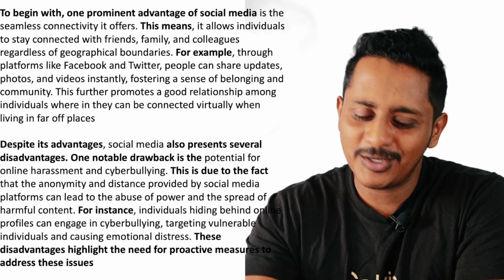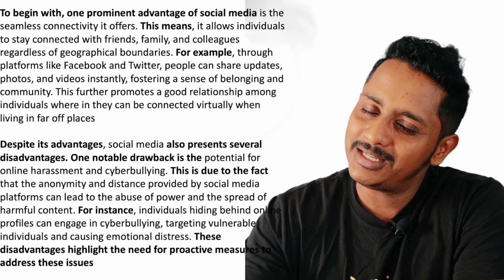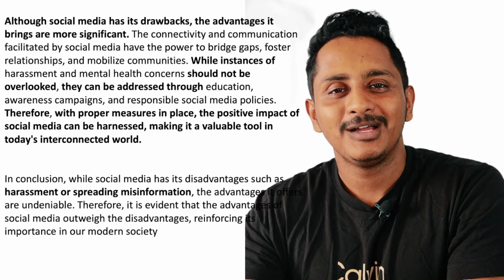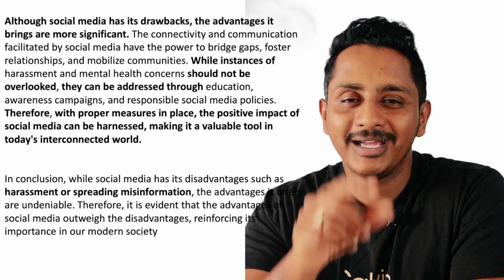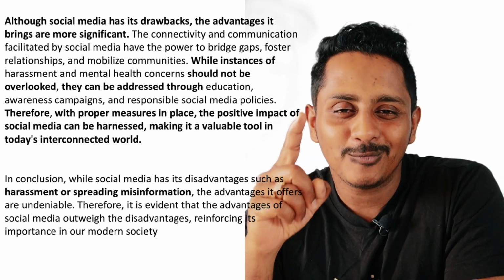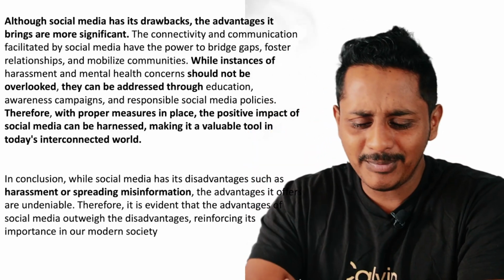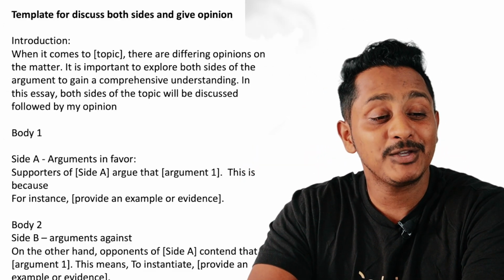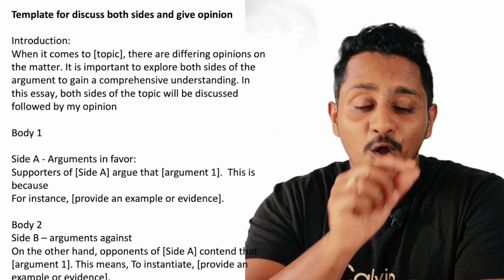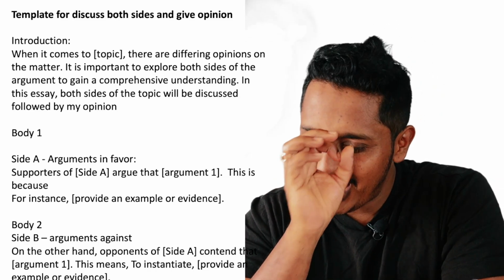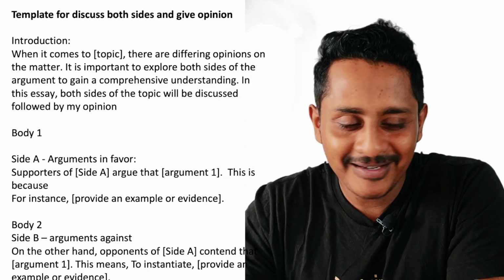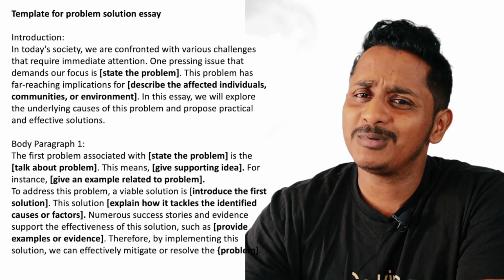The same thing, whatever I showed for the advantage outweigh disadvantage, same way you need to construct the main idea, supporting idea, example. Main idea in one line, supporting idea in 1 or 2 sentences, example in 2 or 3 sentences. That's it. Rest all the template will cover. Make sure you use it exactly as it is. Opponents, supporters, exact word. If you change it, marks gone. Be careful. Now, we will come to problem solution.